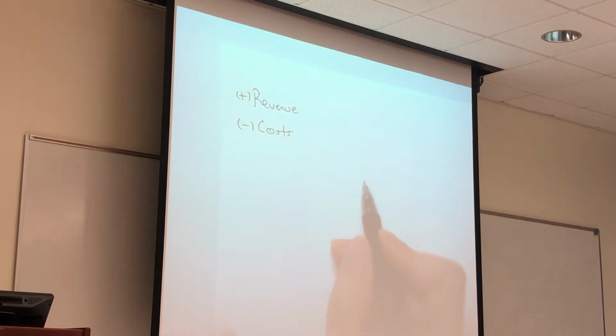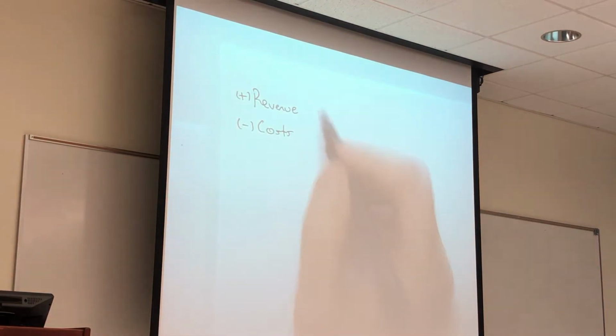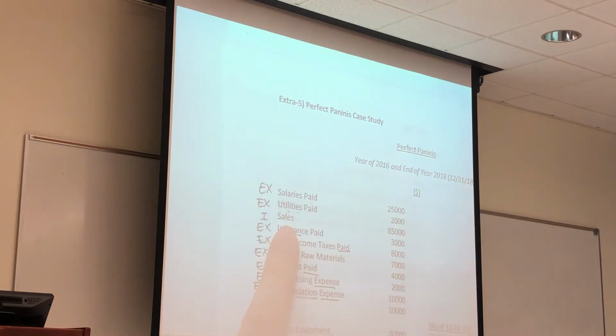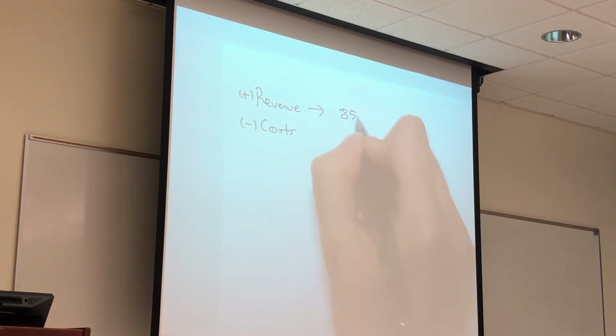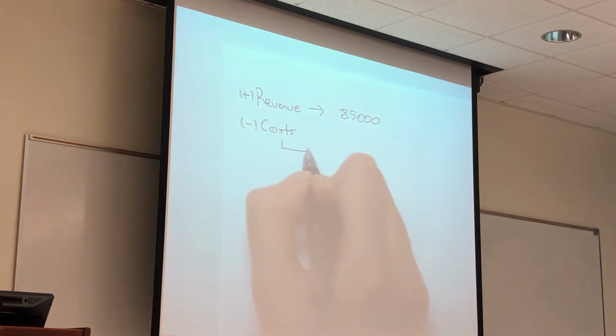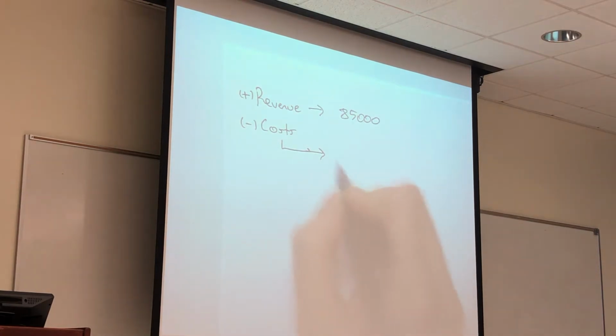So we have the revenue, or this time it's called the sales here, doesn't matter. So revenue will be equal to sales, $85,000, right? We're building up the whole income statement right now. So costs, we have salaries paid, which is 25,000. Let's write it down, salary. And then we have utility, which is 2,000.